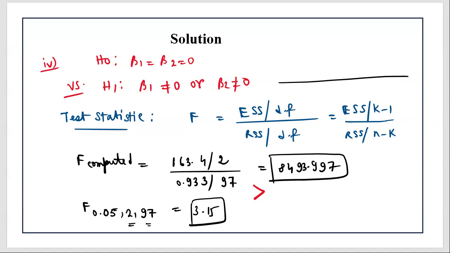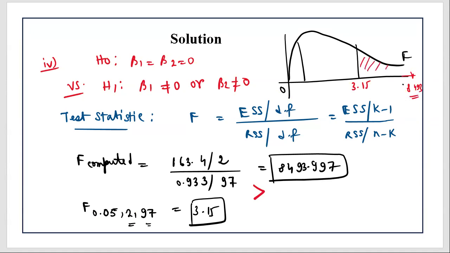If you draw this in a diagram, the F distribution looks something like this, with a longer tail towards the higher values of X. This is the F distribution. So you will have a rejection region, and this value will be 3.15, and the computed value is way higher, somewhere here, 8493 something. So it's definitely in the rejection region on the right hand side. Therefore, we will again reject H naught.